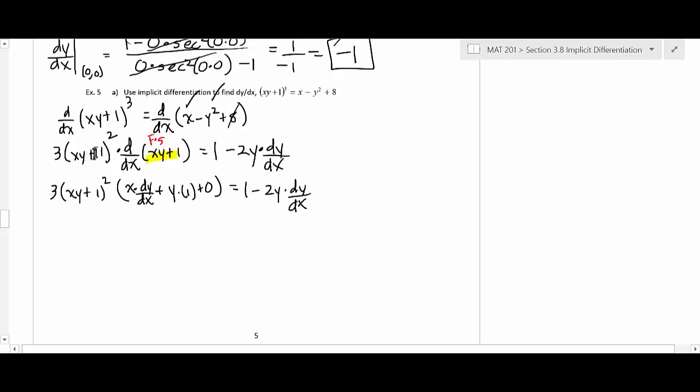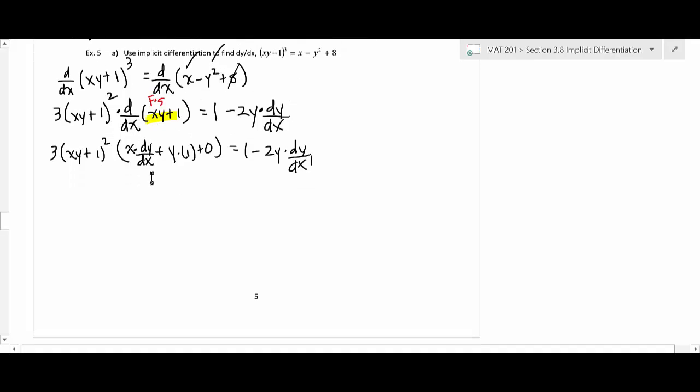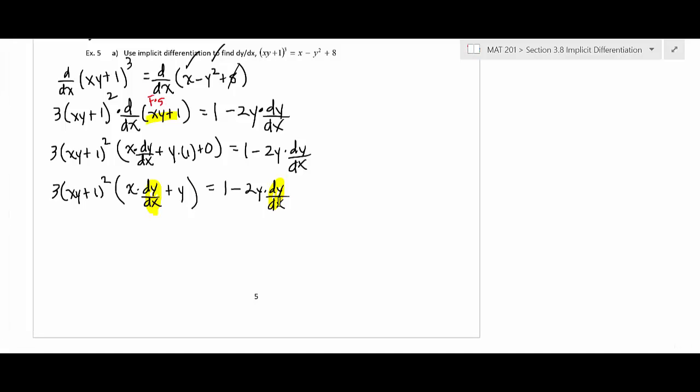And inside of that chain rule, there's a product rule in there. Okay, so you're kind of now beginning to put all these rules together. So let's see what we have. This is going to be 3xy plus 1 to the second. Inside the parenthesis, I've got x times dy over dx plus 1 or plus y. Then I've got 1 minus 2y times dy over dx. So now the goal is, now we're to the algebra stage, we've got to get all the dy dx's on one side, everything else on the other side, and then solve.